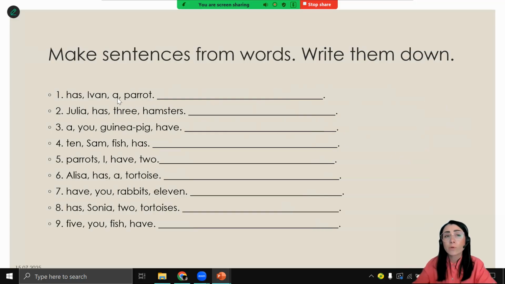And the last task for today, make some sentences from these words. Write the sentences down. Your task is only to put these words in a correct order to make full sentences. For example, Ivan has a parrot. Julia has 3 hamsters, and so on. Pause this video and write the sentences down.